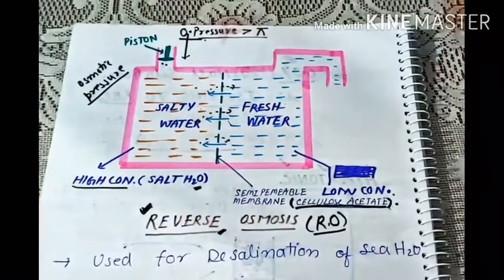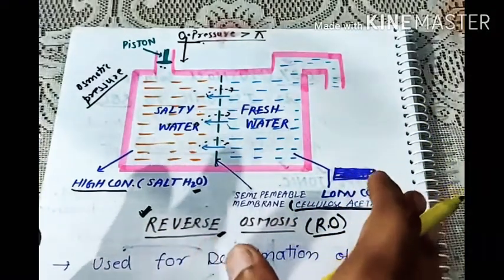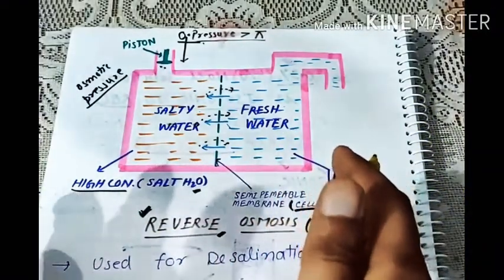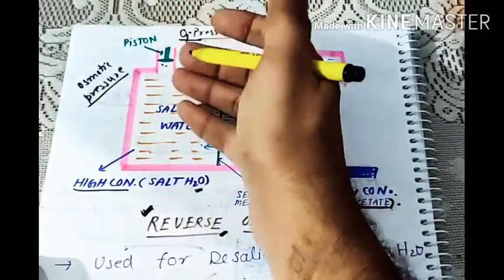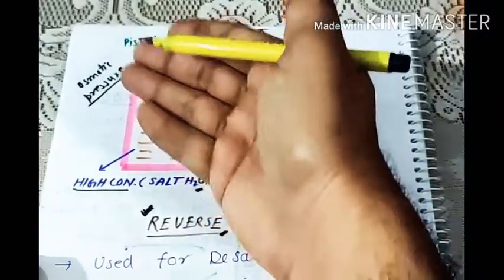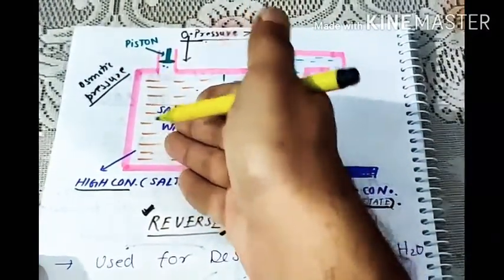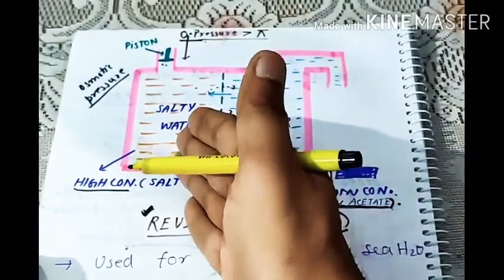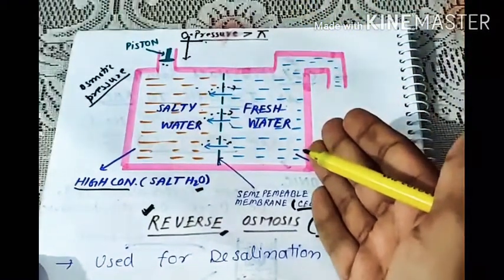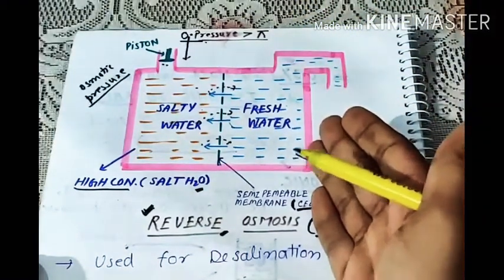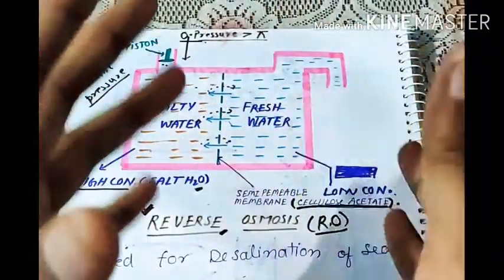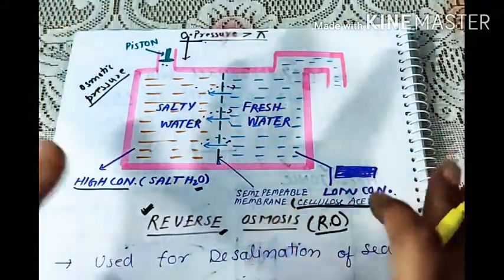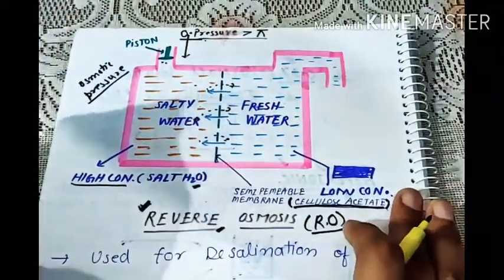Are you getting me? So class, in short, what I told you: whenever pressure more than the osmotic pressure is exerted at the highly concentrated solution, the water from the highly concentrated solution starts moving from the highly concentrated solution to the fresh water or low concentrated solution, and this is called what? Reverse osmosis. So this is nothing but the reversal of the osmosis. Is it clear? Again, I am telling you the definition.